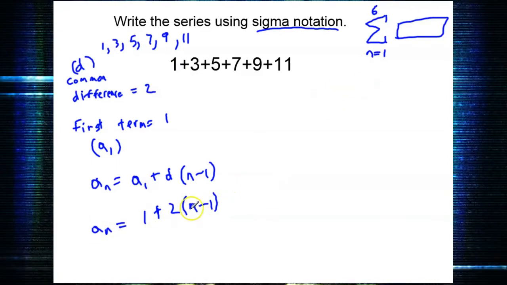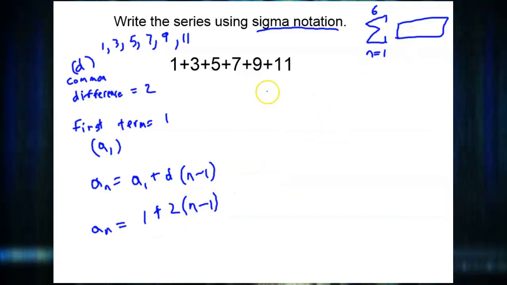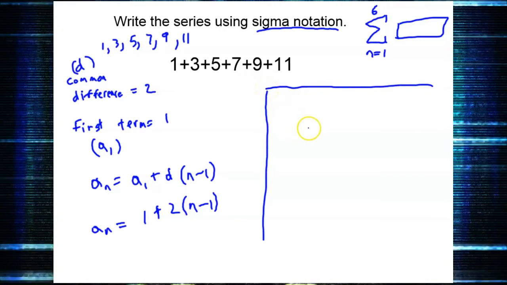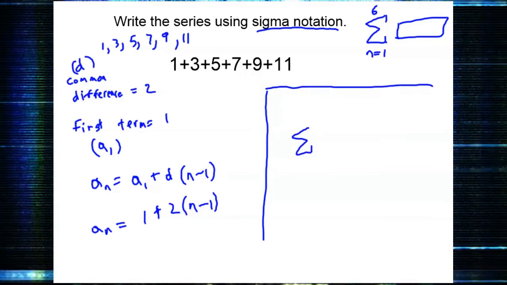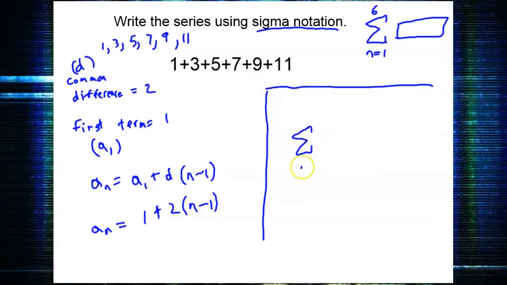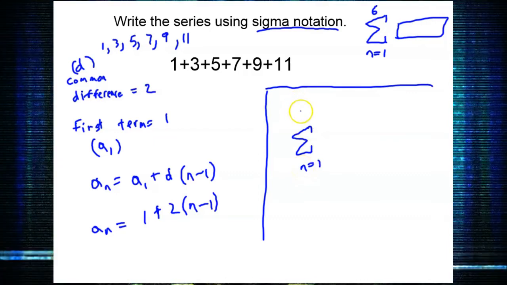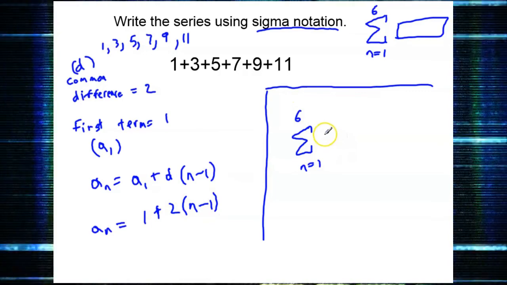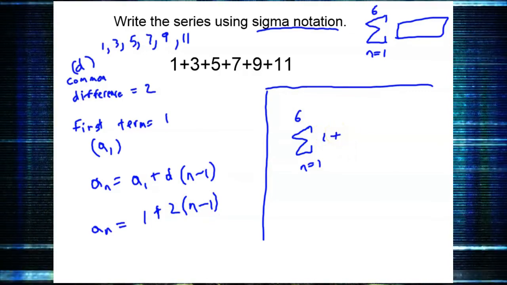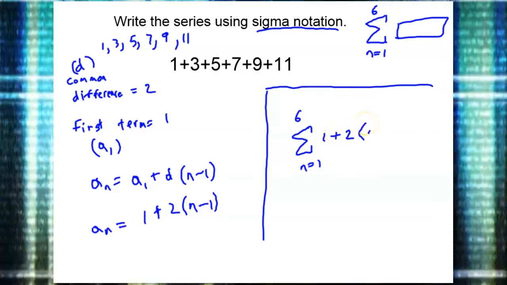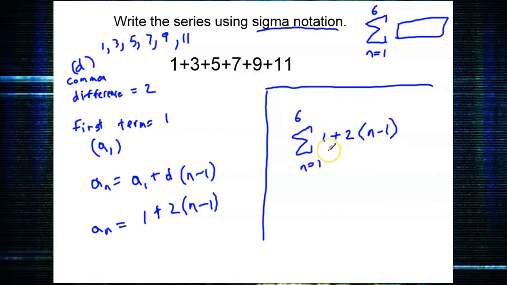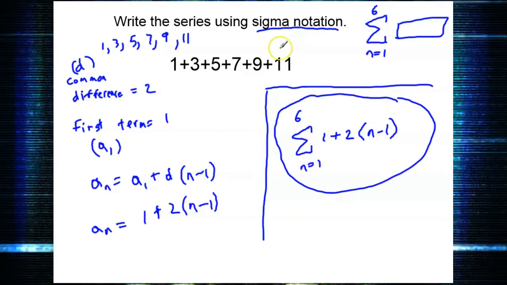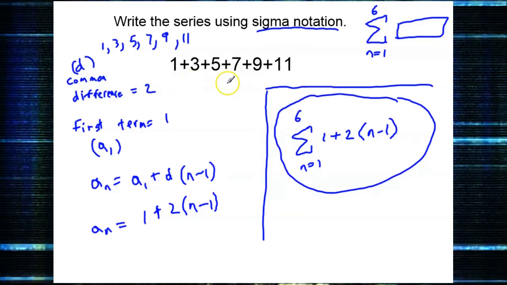And we're going to take that and write it here to represent our series. So we're going to rewrite everything and say that we have sigma, the starting index is at 1, the ending index is at 6 because we had 6 terms, and we're going to put this expression here, 1 plus 2 times n minus 1, and all of this right here is our sigma notation for that series.